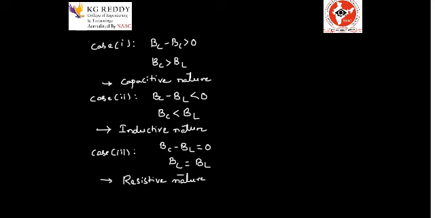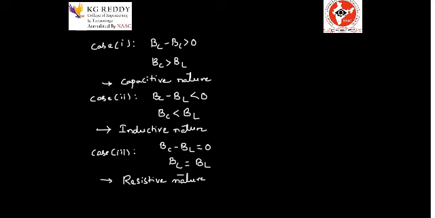So depending on these BL and BC values, this parallel RLC circuit will correspondingly behave as capacitive, inductive or resistive in nature. When BC is greater than BL, it acts as capacitive in nature. When BC is less than BL, it is inductive in nature. When BL is equal to BC, it is resistive in nature.